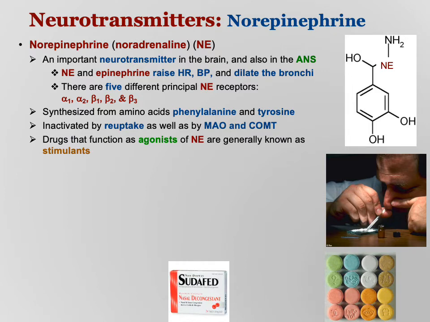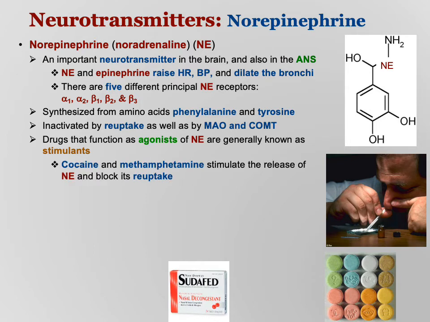Now, drugs that function as agonists of norepinephrine are generally known as stimulant drugs. Again, think sympathetic nervous system. These are the drugs that prepare you to fight the chupacabra. So, cocaine and methamphetamine stimulate the release of norepinephrine and they block its reuptake. Look at that. It's a double whammy. They cause you to release more and they cause you to keep more in the synapse.